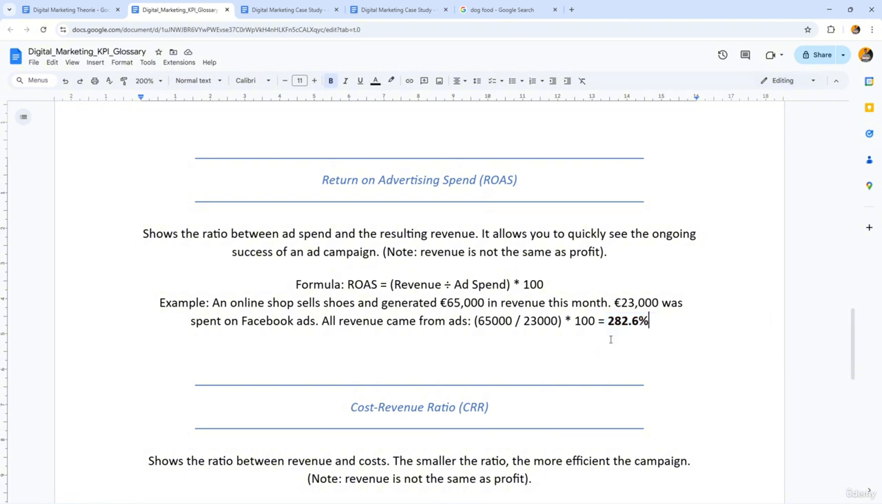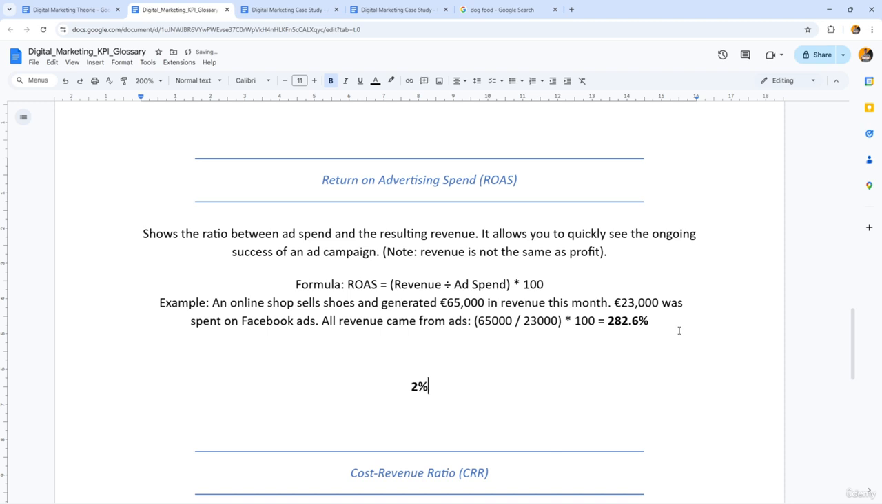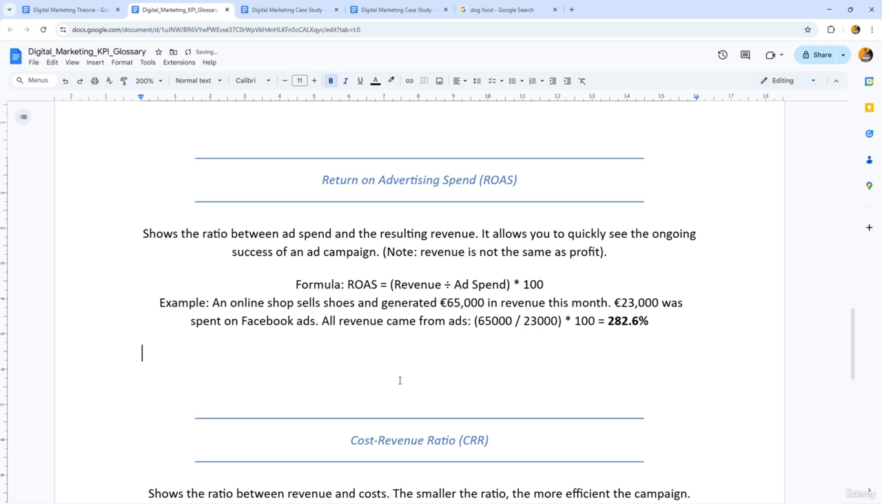So in theory, if we just want to have a positive revenue, it would be enough to get the same back. So 2 divided by 2: we make 2 euros and spend 2 euros in ads. This would be 100, so it would be break even. As soon as we make more than we spent, we have a positive revenue, and that is what we want here.